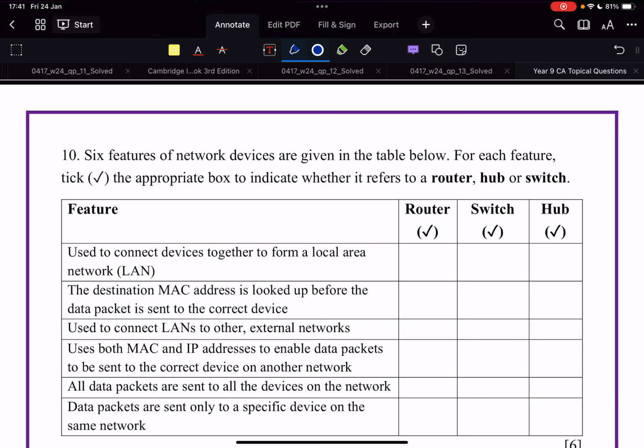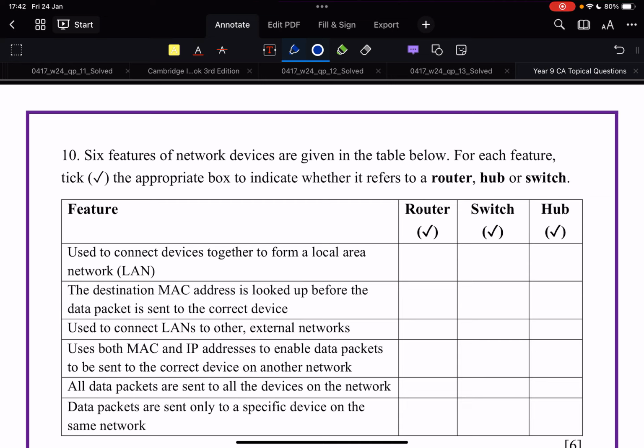Question 10. 6 features of network devices are given in the table below. For each feature, tick the appropriate box to indicate whether it refers to a router, hub, or switch. Now let's do a solid here real quick. When it comes to these 3, I just want to explain it from the hub or the switch.